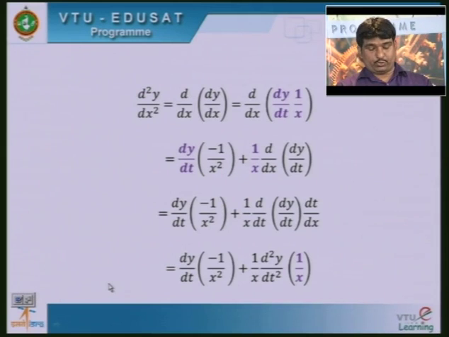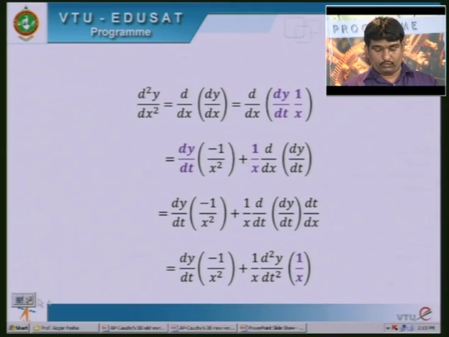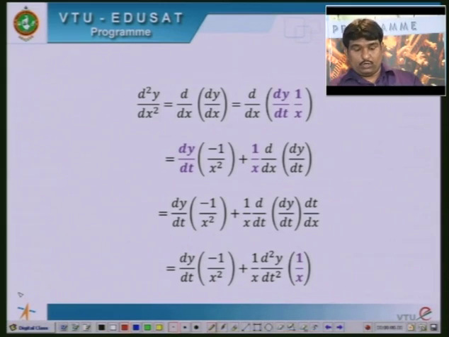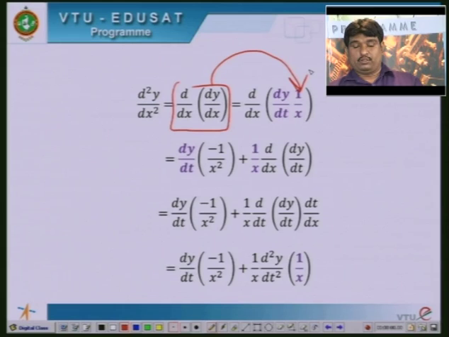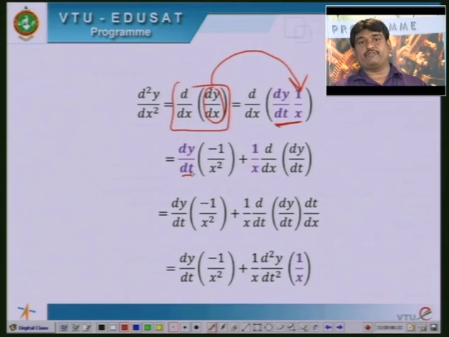d square y by dx square. I will write this as d by dx of dy by dx, and then use the value of dy by dx which I got in the previous slide. dy by dx is dy by dt into 1 by x. Now I use the product rule on d by dx of dy by dt into 1 by x: first function as it is, times the differentiation of 1 by x, which is minus 1 by x square, plus the second function as it is, times the differentiation of the first function.